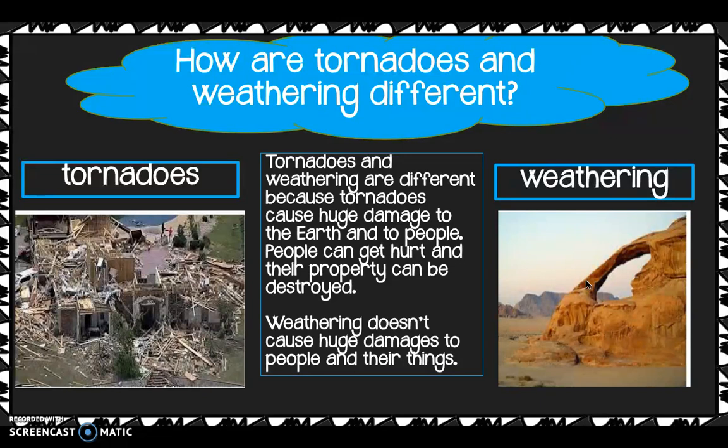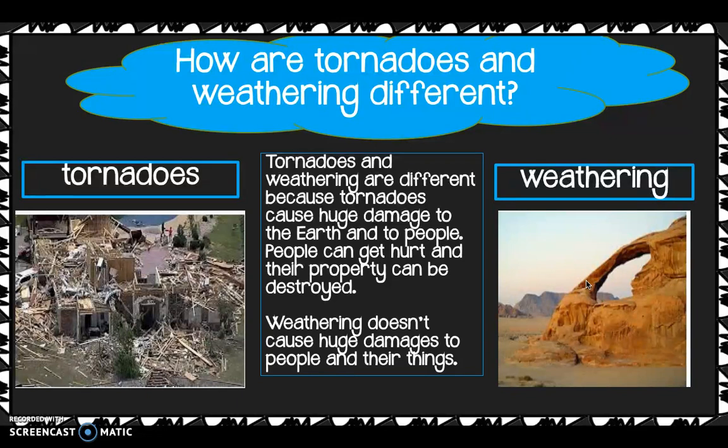Tell your partner which of these you think is a fast change and which of these you think is a slow change. When you have an answer, hit play.